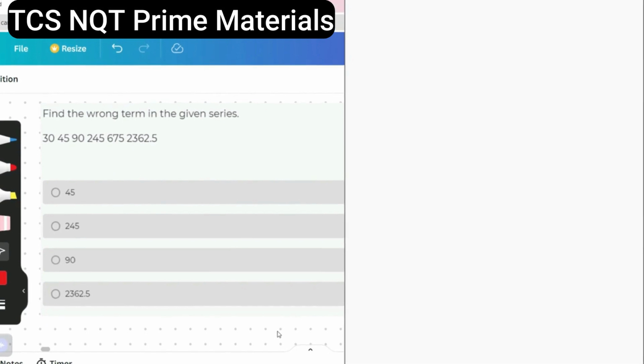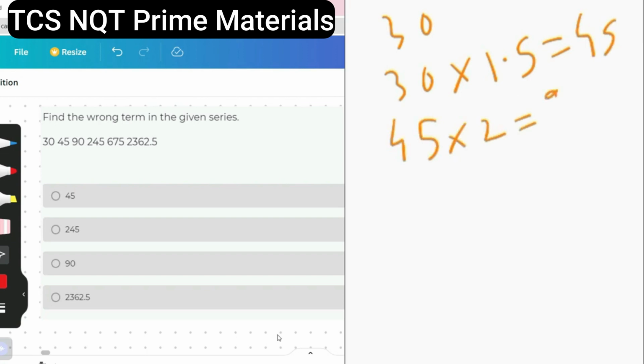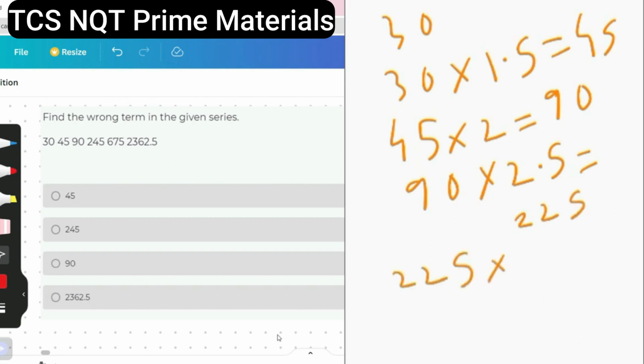Okay, let me solve the problem. Look at the problem carefully. The first term is 30, right? The next term comes by multiplying by 1.5, so 30 multiplied by 1.5 is 45, and then 45 is multiplied by 2, so this becomes 90. Then 90 should be multiplied by 2.5, so the number should be 90 multiplied by 2 is 180 plus 45, that is 225, right? So the next term should be 225 multiplied by 3, that means 675, right?